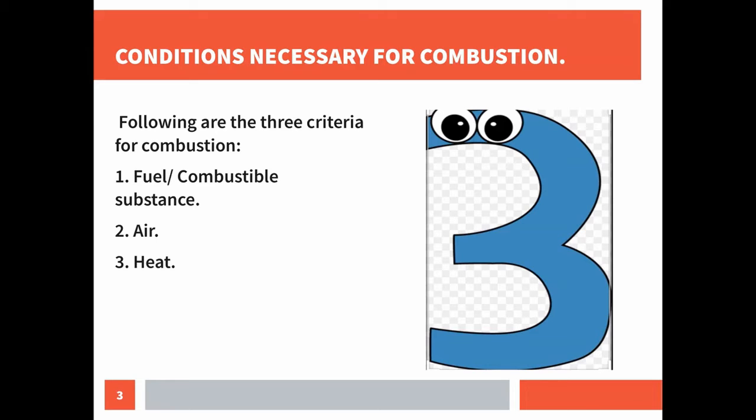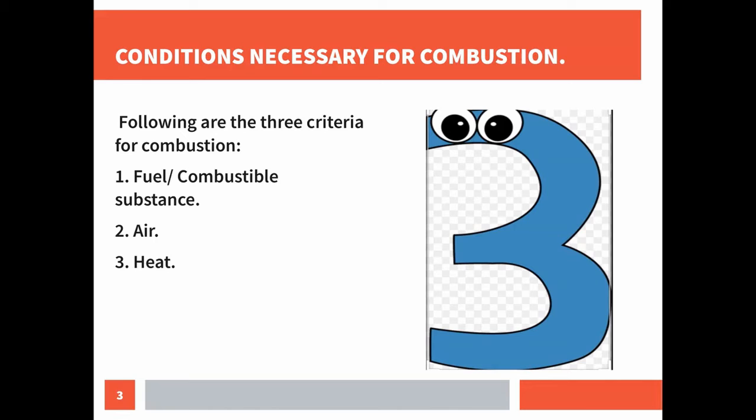Because as I have mentioned in the previous lectures as well, oxygen is extremely important for combustion to take place. What happens during combustion? The substance reacts with oxygen. So without oxygen, there will be no reaction. There will be no energy released.